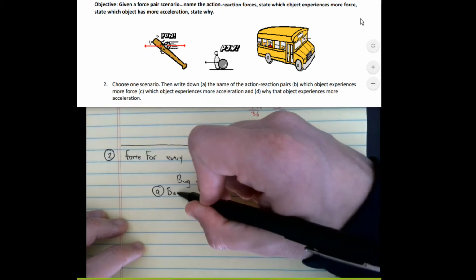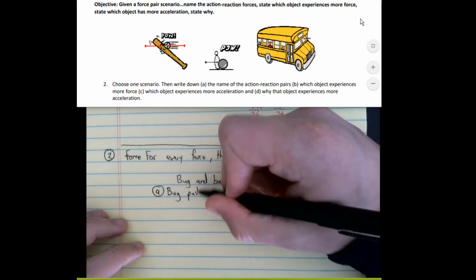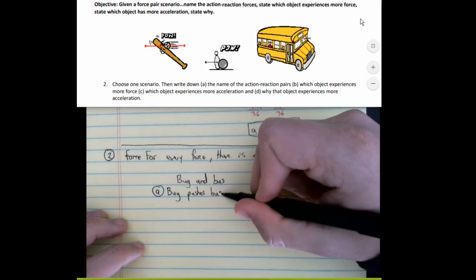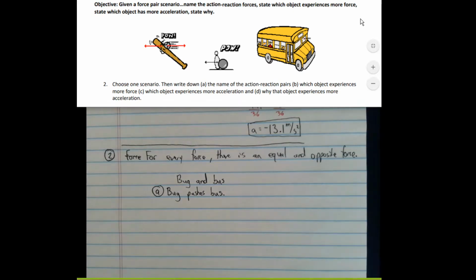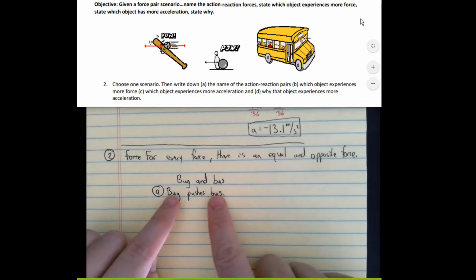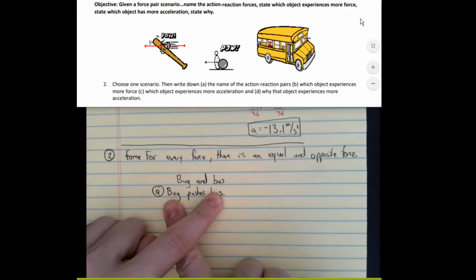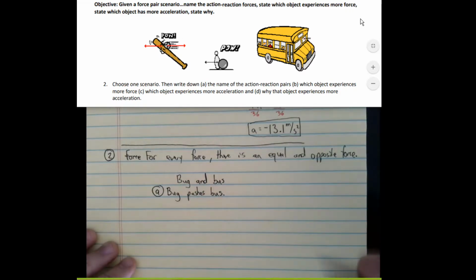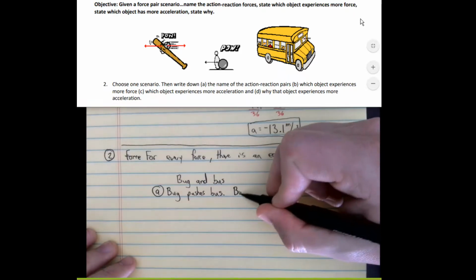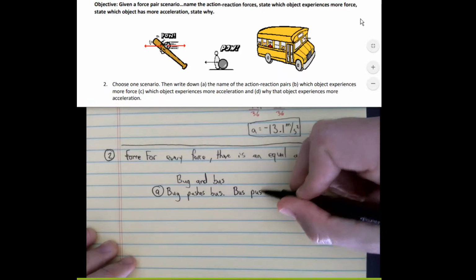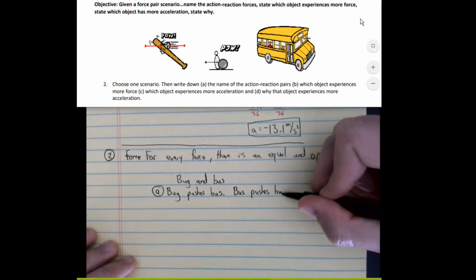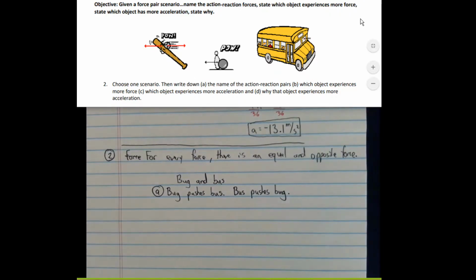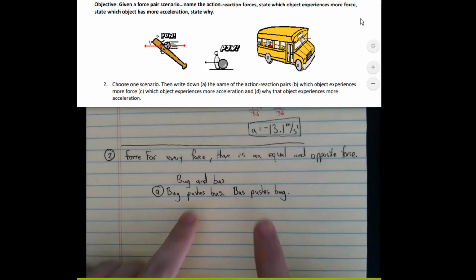It's like this. Bug pushes bus, and in order to get the other force, you just swap the nouns. You always have noun, verb, noun. You'll swap those. So bus pushes bug. And that's how you write action-reaction pairs. Each of these is a force.